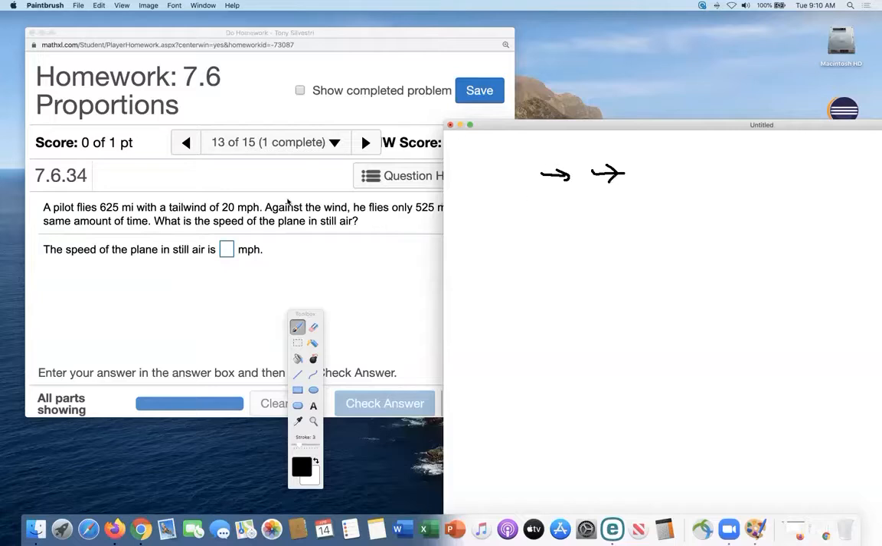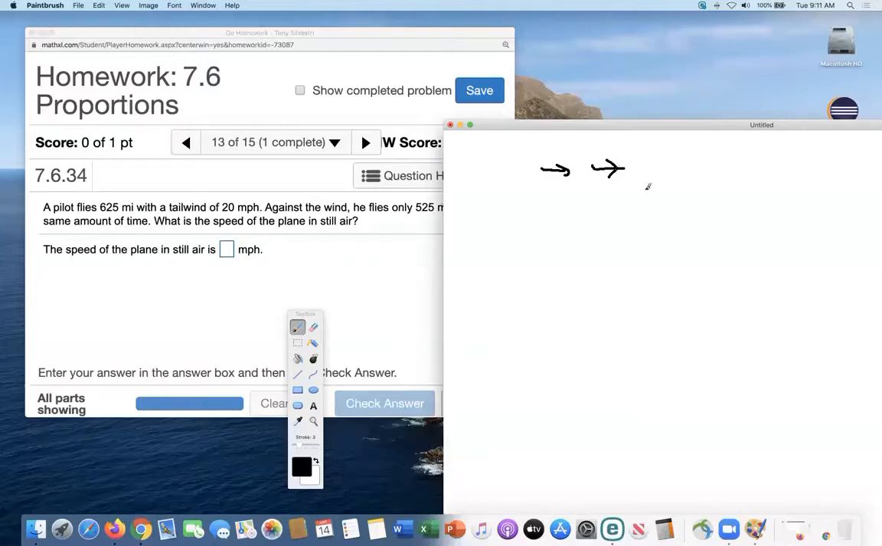A tailwind means you got 20 miles an hour. This 20 mile an hour wind is pushing the plane even faster than what it wants to go. So if the speed of the plane was 500 miles an hour, then relative to the ground, it would be going 520 miles an hour. That's what that tailwind means. So that makes sense. If the wind is pushing it, you're going to go faster.